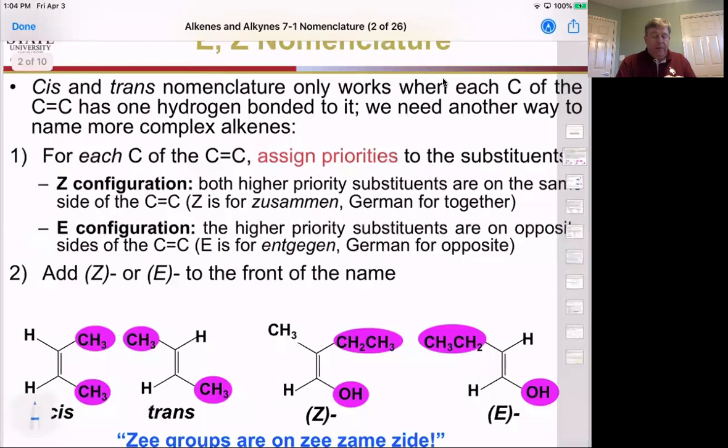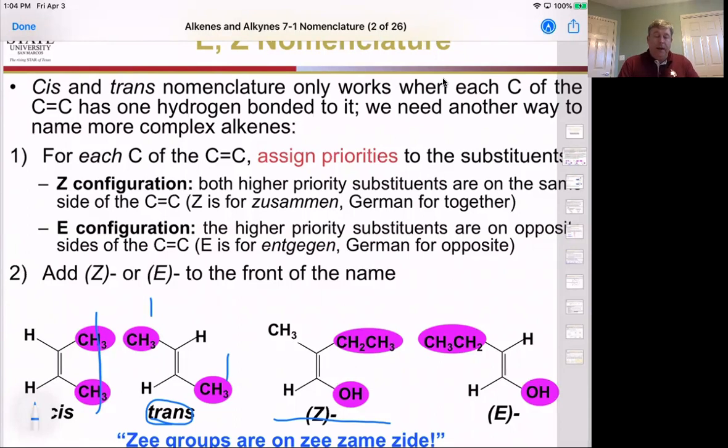So if we just have two groups associated with it, if they're both on the same side, they're cis, but if they're on opposite sides, they are trans. However, this does not work if we have more than two substituents on that double bond. For example, in the presence of this, we have 1, 2, 3 different groups on that double bond, and therefore our cis and trans do not work.